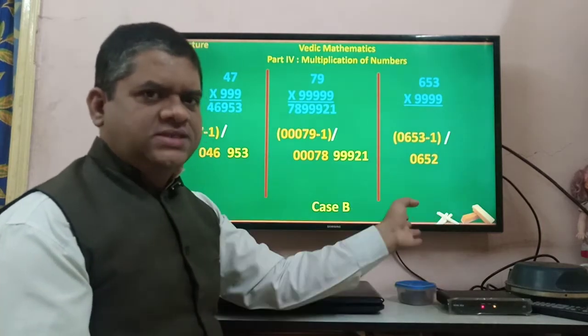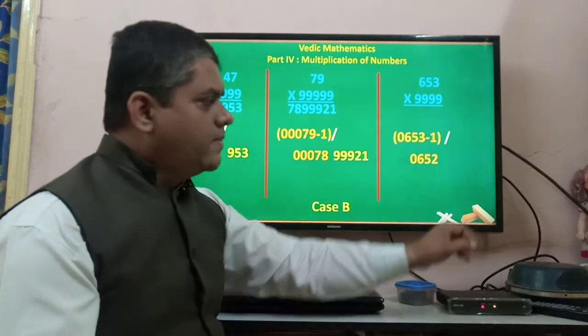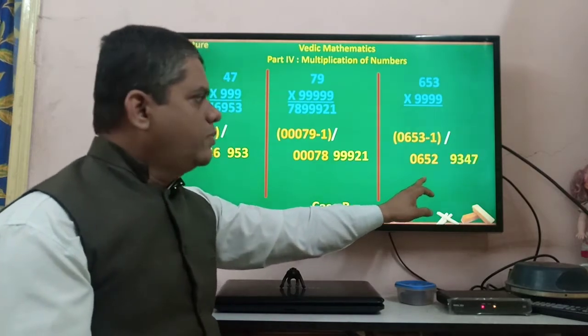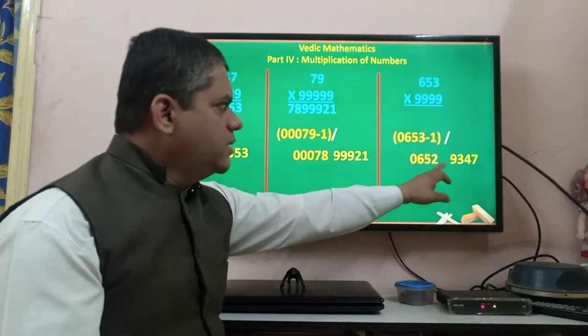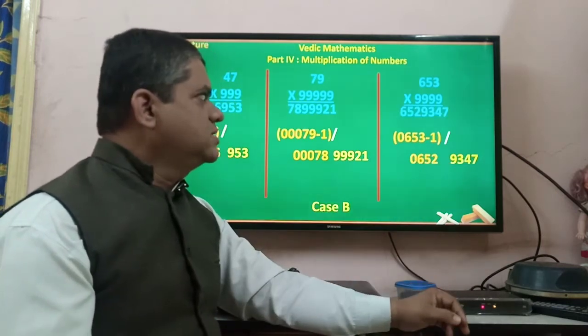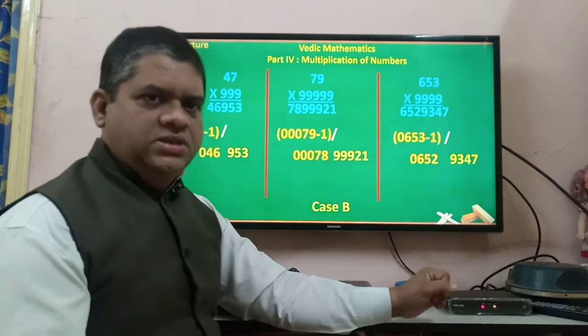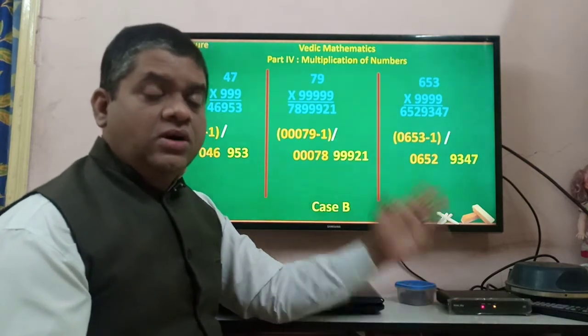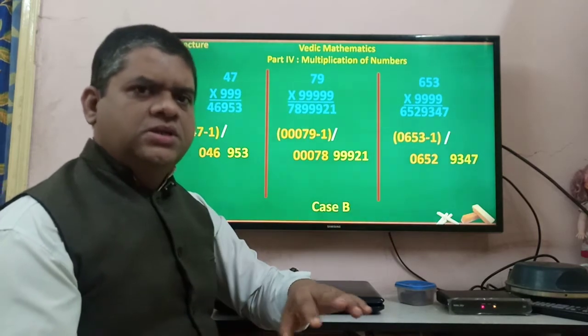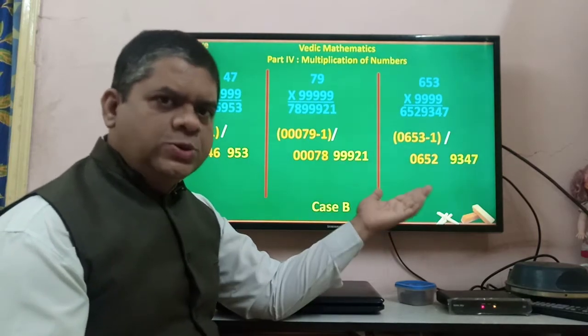Once you know the left hand side, the right hand side can be obtained by simply using the complement of each number. So the complement of 2 is 7, complement of 5 is 4, 6 is 3, and 0 is 9. So we got the answer for the multiplication. See, the multiplication we have now solved without multiplication, and that too within 2 seconds.